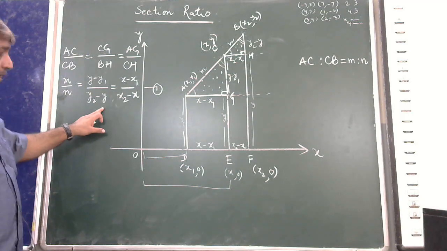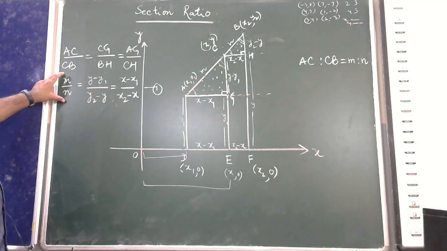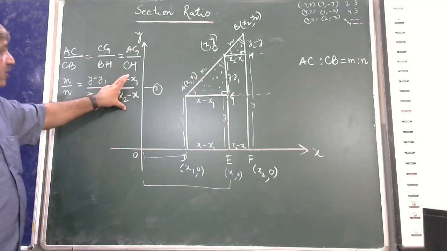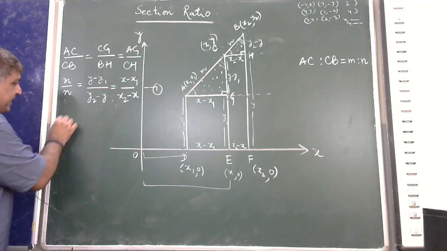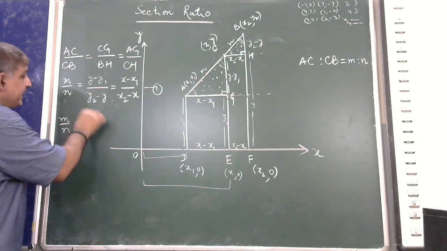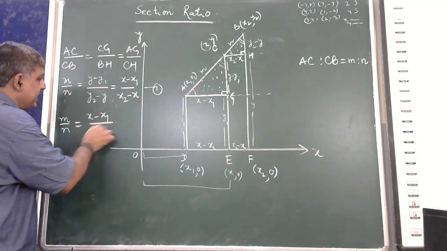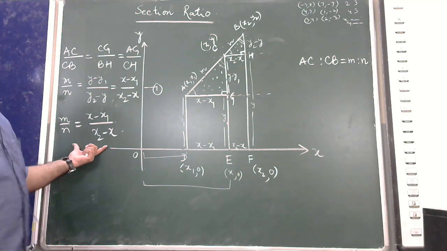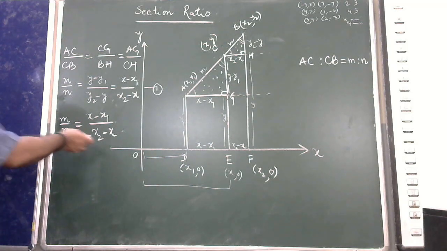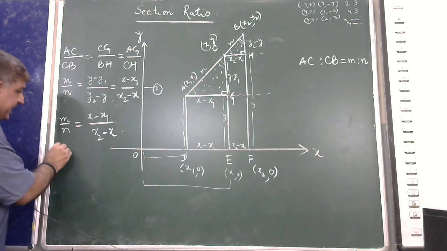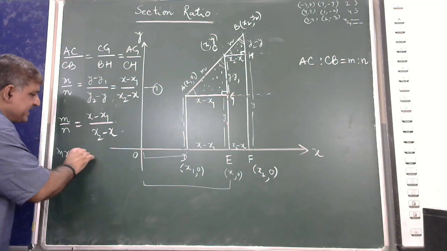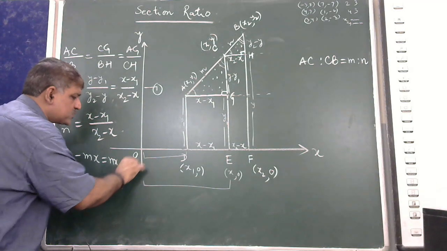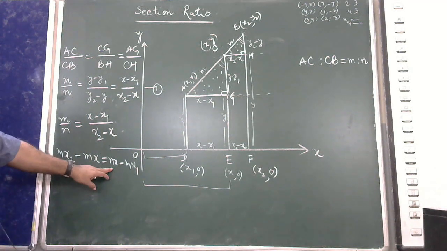From here, if we take first and last, what will we get? You see, m by n is equal to this one. So we will get m by n is equal to x minus x1 by x2 minus x. This thing you will get. Okay. Now, if you cross multiply, what you will get? mx2 minus mx is equal to nx minus nx1. This result you will get.